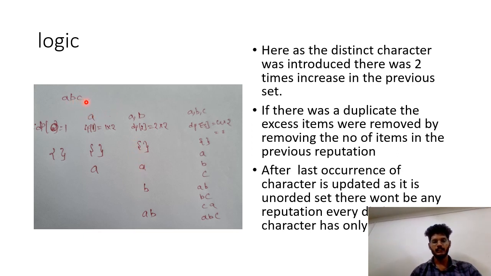Similarly, if we add another distinct character, then dp[3] will be 4 times 2, that is, 2 times the previous one, dp[i-1], which is the empty string, a, b, c, ab, and so on. Here we are using the previous one. Similarly, if there were duplicates, we can remove them by subtracting the previous repetition from twice the previous value. So here we are using the subproblems and the optimal substructure properties in the code.